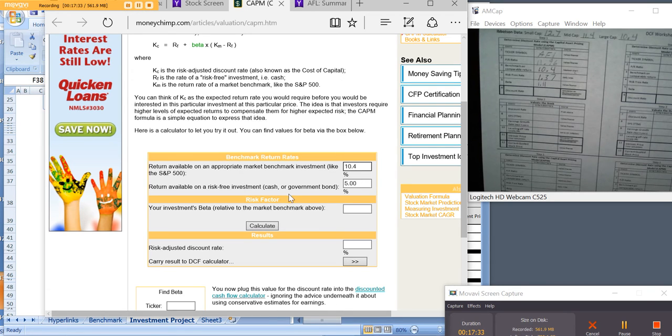The next thing I'm going to enter is the risk-free return available on a risk-free investment. I'm going to enter in 1.37 from the worksheet. And the last thing I'm going to add in here is your investment's beta, and that was 1.11 from the worksheet.